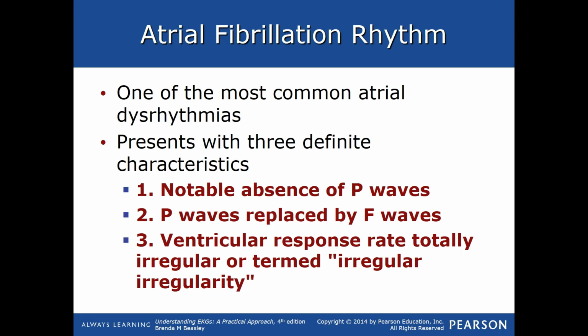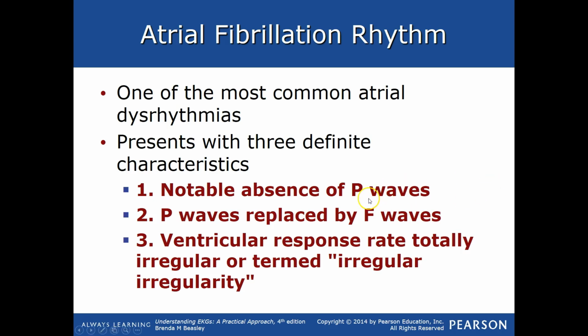So the 3 rules of atrial fib right here. Notable absence of P waves, so you do not have a P wave. The P waves are replaced by F waves. See what I was saying? Now we're talking about atrial fib, so we still have this F wave. And then ventricular response rate totally irregular, or termed irregularly irregular.